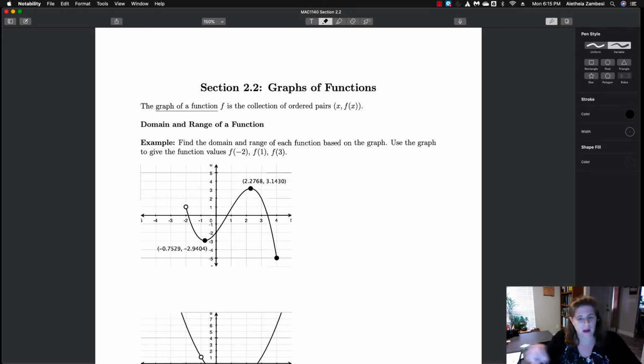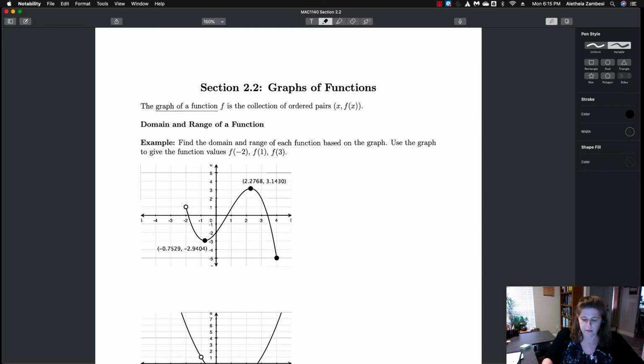So remember that the graph of a function is a collection of ordered pairs or points. Each one of them has an x value and an f of x value, which we usually refer to as a y value. So each one has a domain and a range. Domain, again, is your legal input values for x. Range are the y values or the f of x values that come back out of the function.